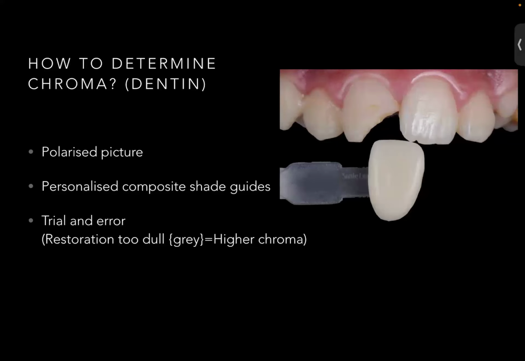Now, there is something called personalized composite shade guides. Why can we not use the Vita shade guide? Because that is not for composites. That is for indirect restorative materials like zirconia or all those ceramics. If you look at a Vita shade guide, the shade is not uniform on the shade guide itself.